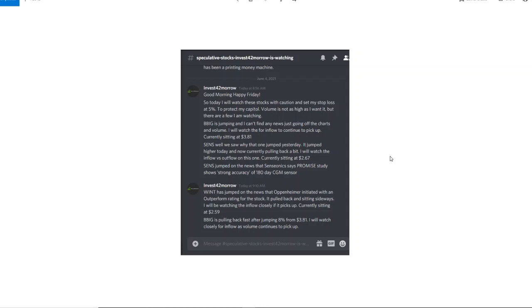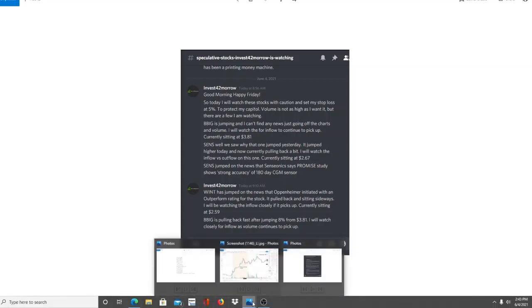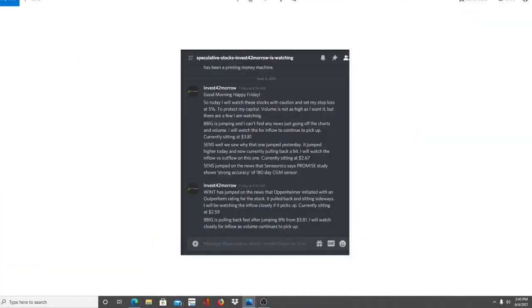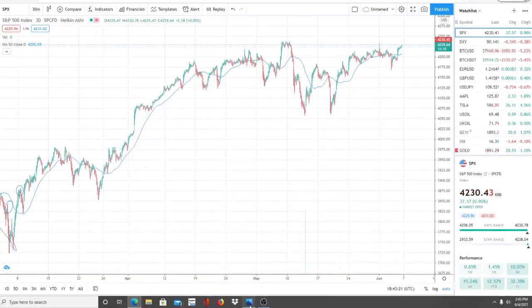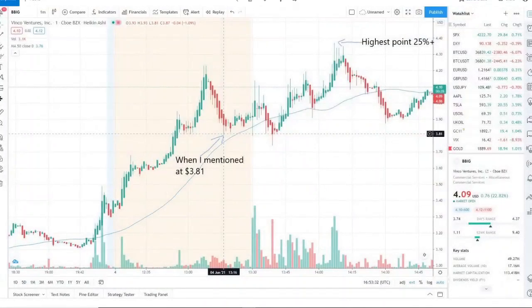So these are the stocks I mentioned this morning. I talked about BBIG, and then I also talked about SENS. Now, I did a video on this yesterday. There's a lot going on with this stock, even for the long term, not just the short term. We caught it at 267. BBIG, we caught it at 381. And I talked about WINT at 259. Let's look at these charts together to see how they performed. So let's go ahead and see this together here as I pull it up. So the first one was BBIG.